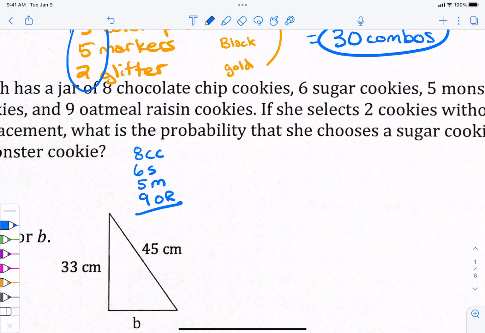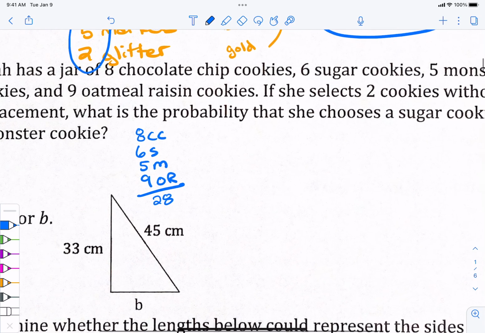I know that they're probably going to have me add them up or total them up. How many is that? Add them up. 28, I believe. Yeah, 28 total cookies in this cookie jar.